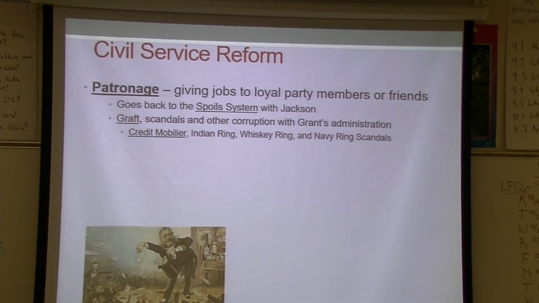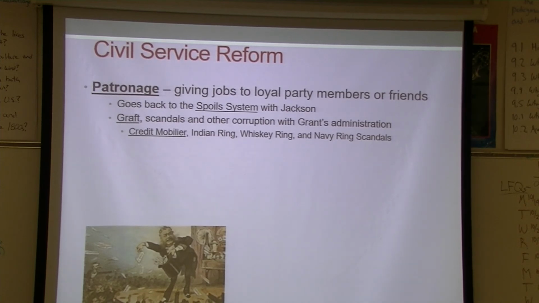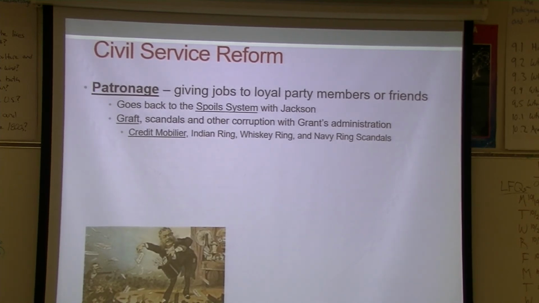So some of the scandals that we had at that time: the Credit Mobilier, where there were kickbacks from people to railroads; the Indian rings, where money that was supposed to go towards the reservations and help with the Indians was not getting there. The whiskey rings, where revenuers would skim off the amount that was given. Like the tax bill might actually be $5,000. They would write it up for $3,000, and then they would get $1,000 cash for it. The Navy ring scandals is where things were bought at a much higher price than they should have been. A lot of this happened during Grant's presidency.